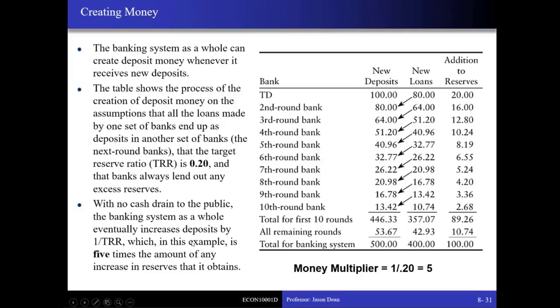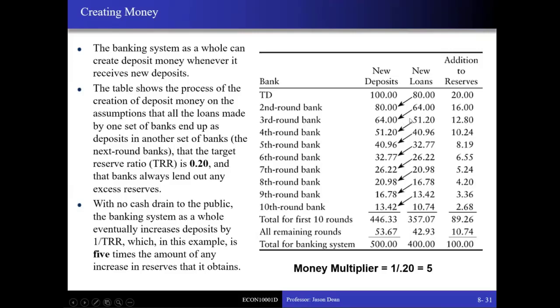Again, we're making an assumption here that there's no cash drain. So we're basically saying that banks will always fully loan out their excess reserves, and there's no cash drain, meaning people don't keep a bit of the money in cash to hold on to throughout the whole process. We're saying none of that is happening, because when we're talking about this multiplier, it is a multiplier for the maximum possible increase in the money supply. That's what we're talking about in this process.